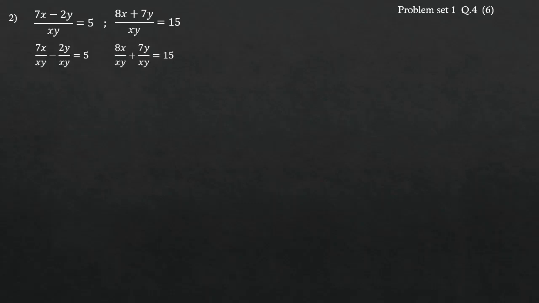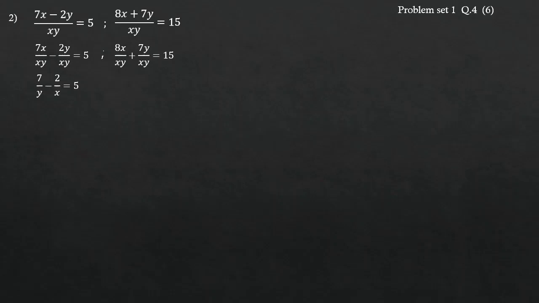These two equations can be written by separating the denominator. Hum dono equations mein we separate the denominator with the numerator. So we get for the first equation 7x upon xy minus 2y upon xy is equal to 5, and similarly the second equation we are getting here as 8x upon xy plus 7y upon xy is equal to 15. So if we check in the first equation, we can cancel x and x, and in the second term we can cancel y and y.